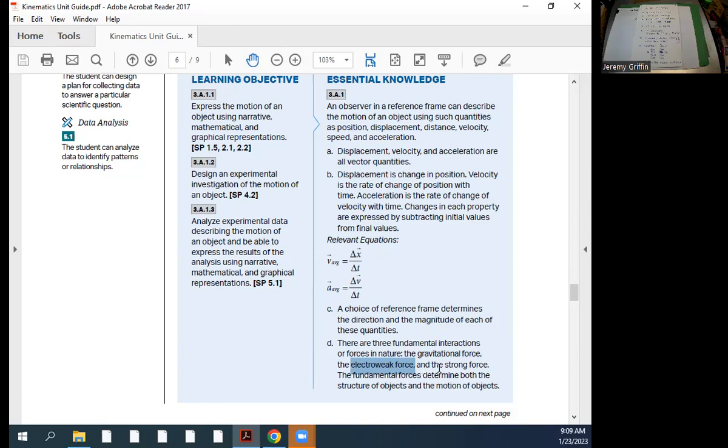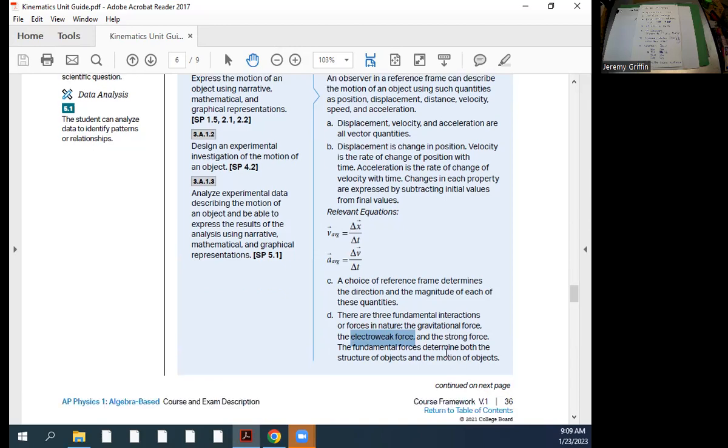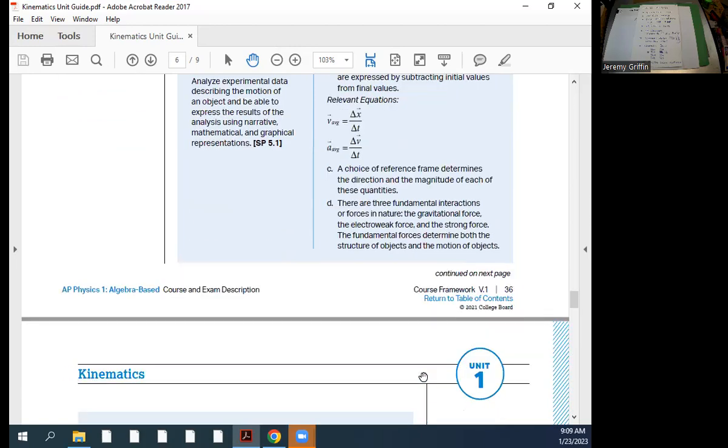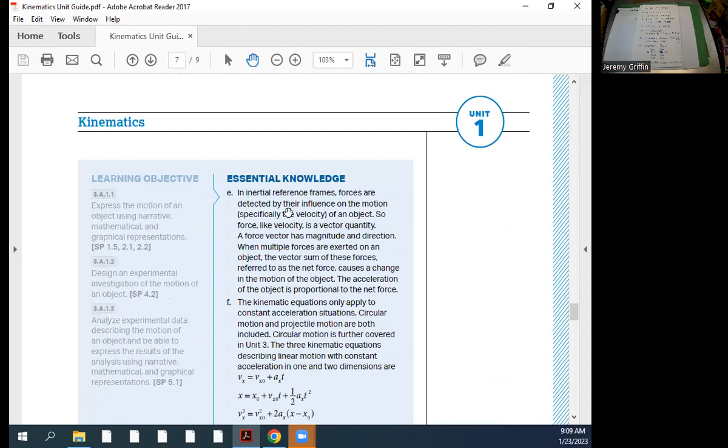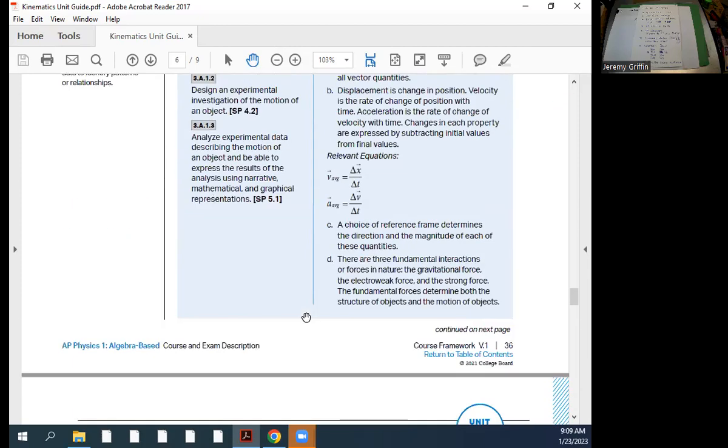Now, there's a couple of nuclear forces that you don't really care about for this class: the strong force and the weak force. That's actually what they're called. It just has to do with holding the nucleus together and something with radioactive decay. But just know they're there, and you don't really have to do anything with it. These fundamental forces determine the structure of objects and motion of objects. Essential knowledge, continued.